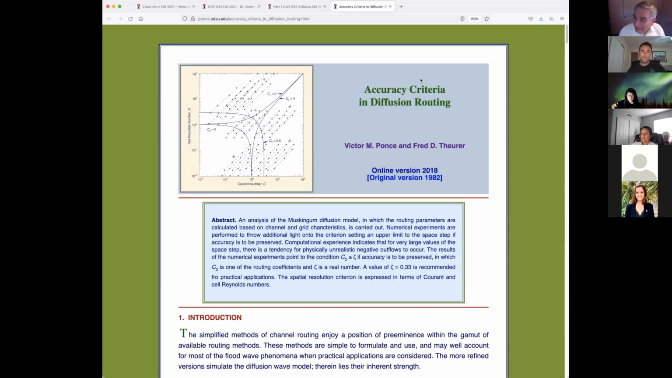I said, okay, fine, no problem. You know, you're paying, right? So I changed it to linear diffusion, which is linear diffusion. If you're going to consider parameters constant, it's linear diffusion.